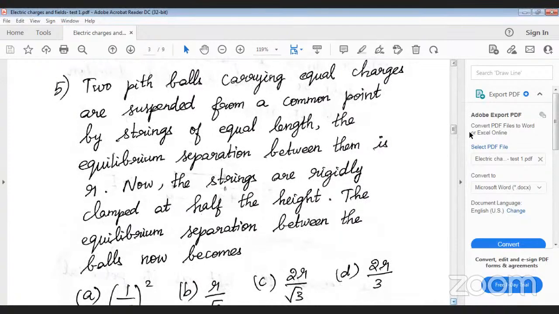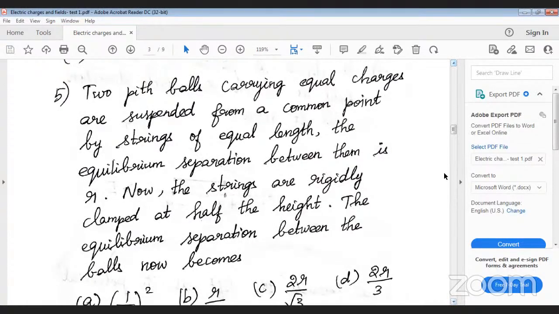Initially we have to draw the diagram, then only we can understand the problem. So first of all, we have to draw the diagram for this question. Let me draw the diagram. For that, I will be opening the whiteboard again.